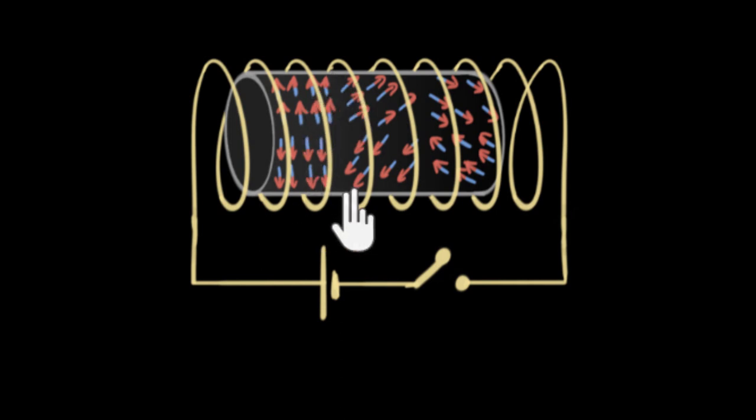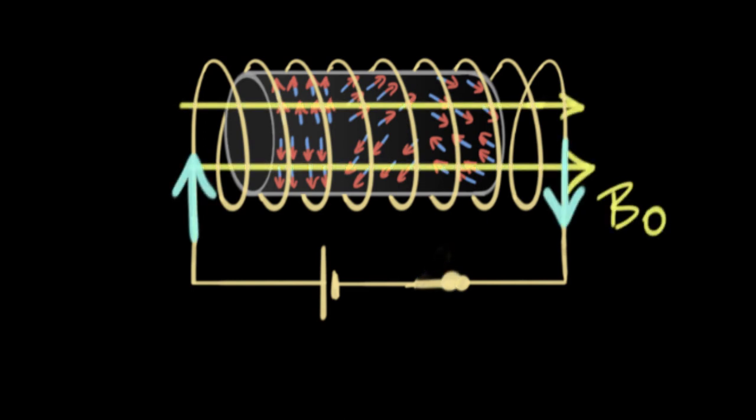But the domains, like you can see over here, can all be randomly aligned. So one domain can tend to cancel out another domain's magnetic field and so on. So if you have randomly aligned domains, like what you see over here, then their magnetic fields can all cancel out and the whole ferromagnet still does not behave like a magnet. But let's see what happens when I close the circuit and pass a current through it. So when I pass a current through it, there's an external magnetic field that is generated. This is the field that is generated by the solenoid.